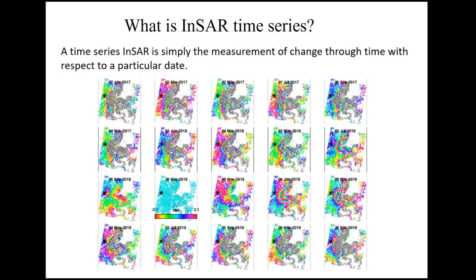So what exactly is time series InSAR processing? It's nothing new. It's just that instead of one image, we have many images together. Yesterday we generated the master and this one, we had one image here. And today, instead of using one image, we consider many images in the same area. And for every image, we calculate the interferogram with respect to a particular day, like the one we select here, September 30, 2018. And how to generate it, we already understand the way to do it.